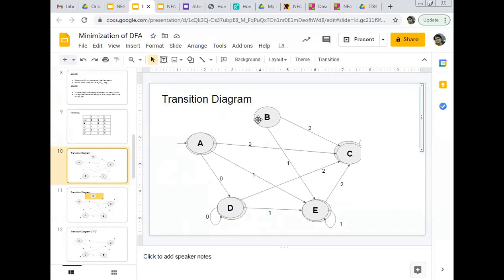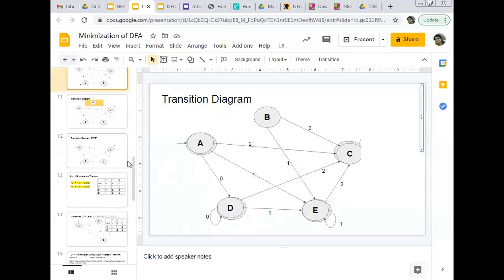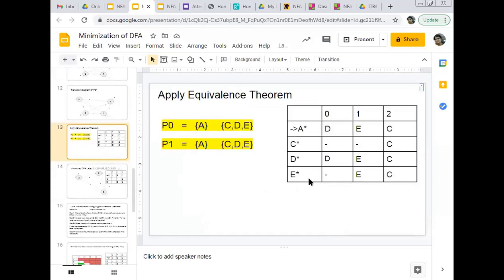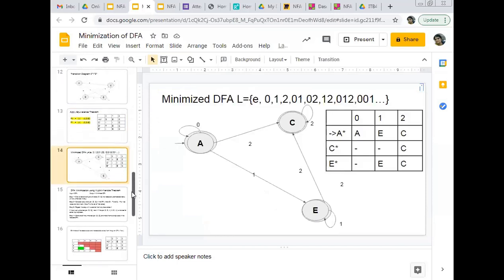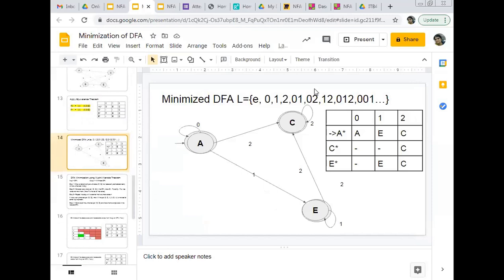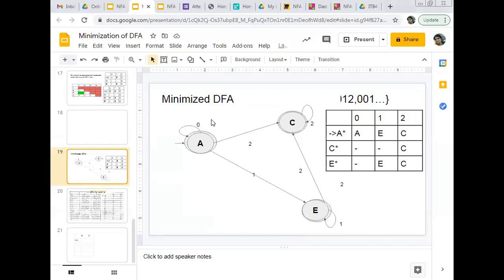Okay, according to that, we saw that B was our dead state, so we deleted it, right? And then we got this diagram. After getting this diagram, what did we do? We again wrote the state table. We designed the state table for this. Then after that, what has to be done? Again, minimize using the equivalence theorem or the Myhill-Nerode theorem. Now we got this transition diagram. We got this minimized DFA, and your last answer is this transition diagram.